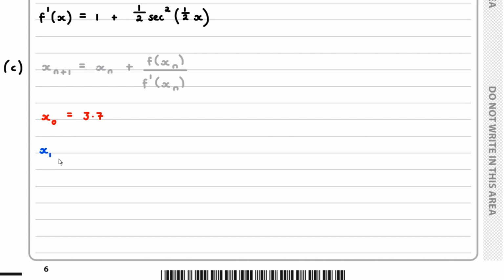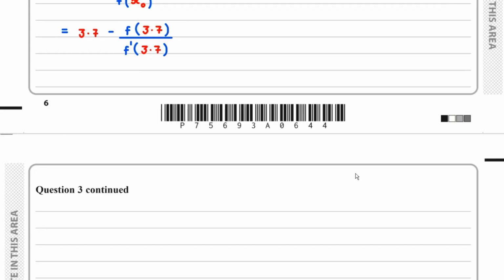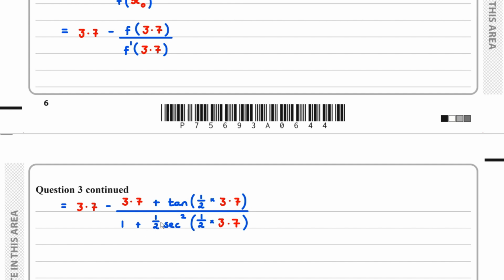x1, that's equal to x0 subtract f of x0 over f dash of x0. We know that x0 is 3.7, so x1 will equal 3.7 subtract f of 3.7 over f dash of 3.7. So we have 3.7 subtract 3.7 plus tan of a half times 3.7 over 1 plus 1 half sec squared of 1 half times 3.7.